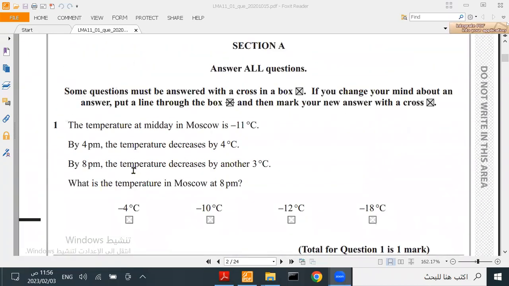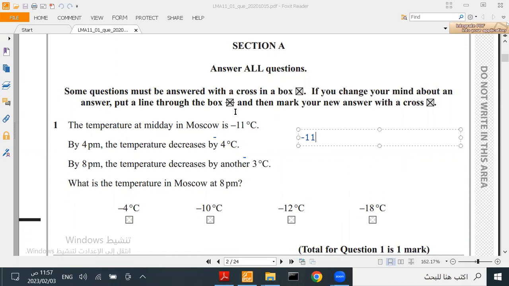For question one, the temperature at midday in Moscow is -11. By 4 p.m., the temperature decreases by 4. By 8 p.m., the temperature decreases by 3. What's the temperature at 8 p.m.? This is easy: -18. Each time they say decrease, it means minus. You don't add more to the 11, you minus. When I minus 4, when I minus 3, I have -11.